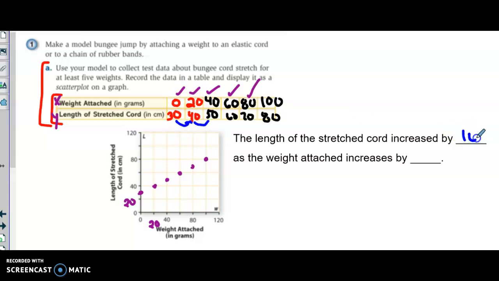as the weight attached changes. Look how the weight's changing. It's going from 0 to 20 to 40 to 60 to 80 to 100. It is increasing by 20 grams.